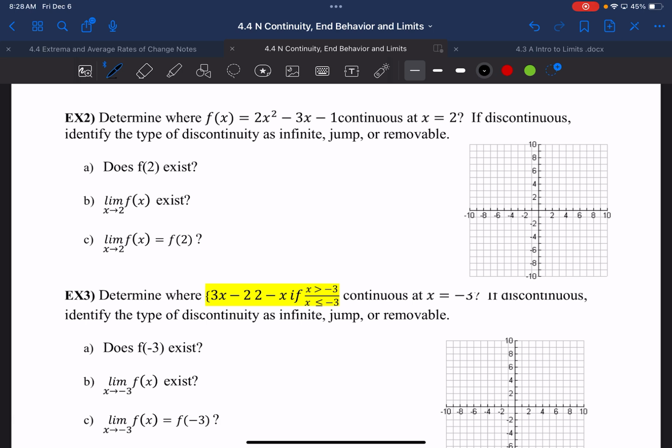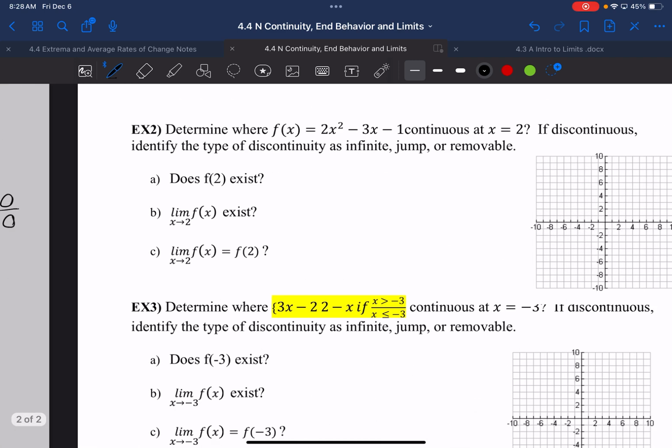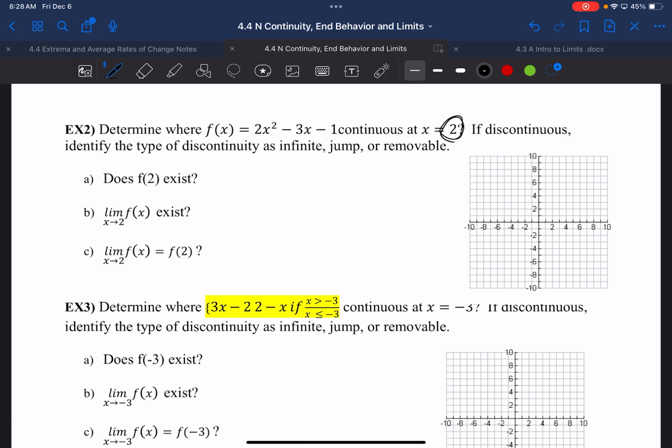It says, determine where f of x equals 2x squared minus 3x minus 1 is continuous at x equals 2. If it's discontinuous, identify the type of discontinuity as infinite, jump, or removable. Okay, so it does have a place for you to sketch it. You don't necessarily need a sketch to algebraically prove what's going on here. The first thing that we have to check for, remember, number 1 was, is f of c defined? And the value they gave us for c is 2, right?